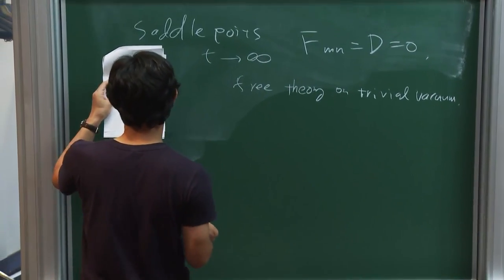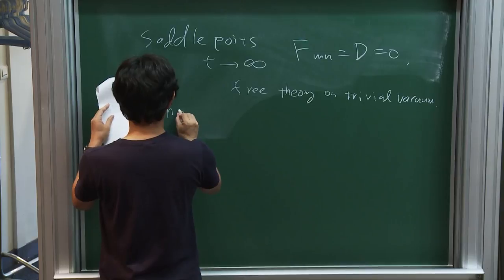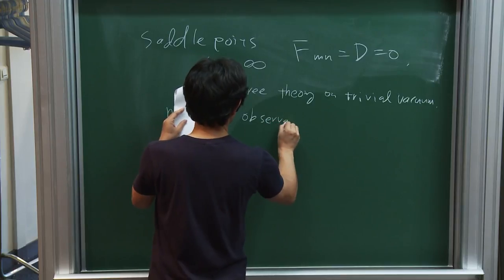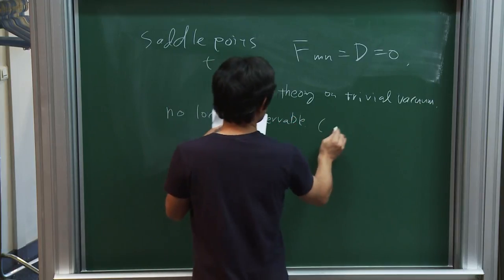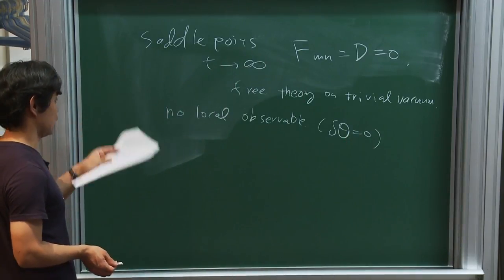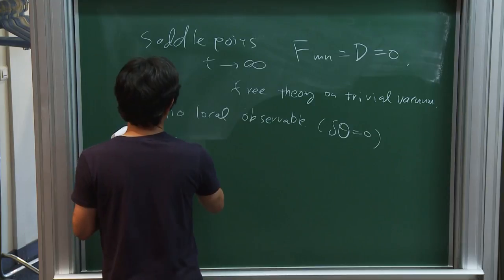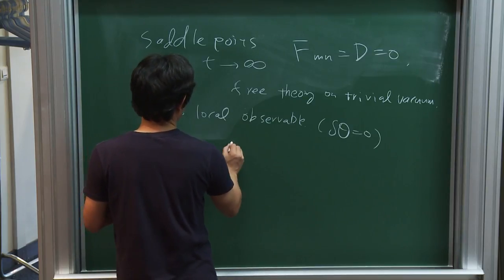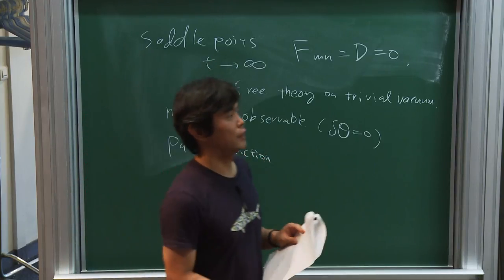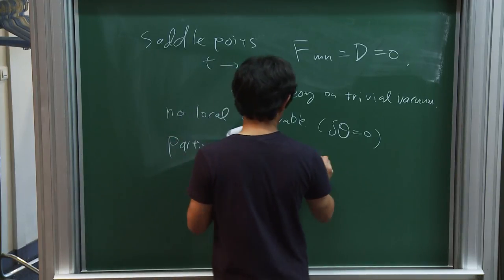And in this case, at least, no local observable. Maybe, I'm not sure. Anyway, and there is no supersymmetric Wilson loop. And then the partition function, what we will usually compute is a partition function, that is called the superconformal index.